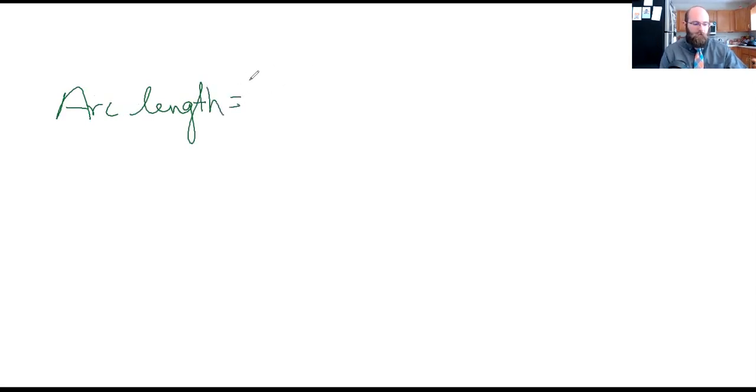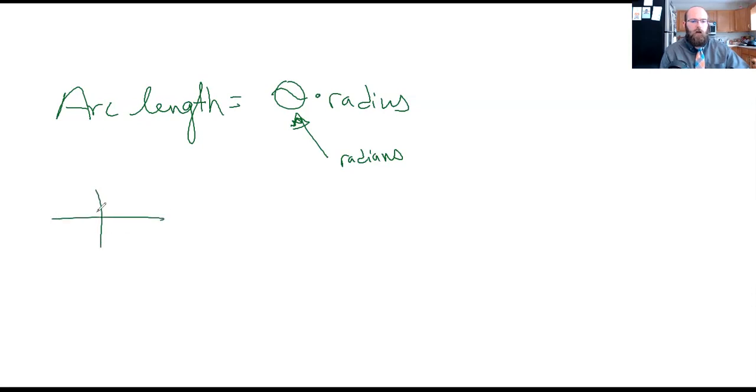Okay. All right. So let's talk about arc length a little bit. The length of an arc, so our arc length, is going to equal our angle times our radius, but this is only true if theta is in radians. Just keep that in mind. If it's not in radians, you have to get it into radians first. So let's say I'm using pi over 4 as my angle.